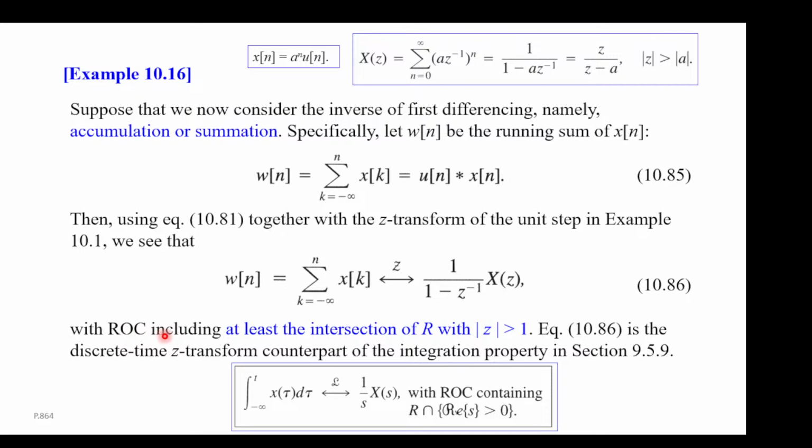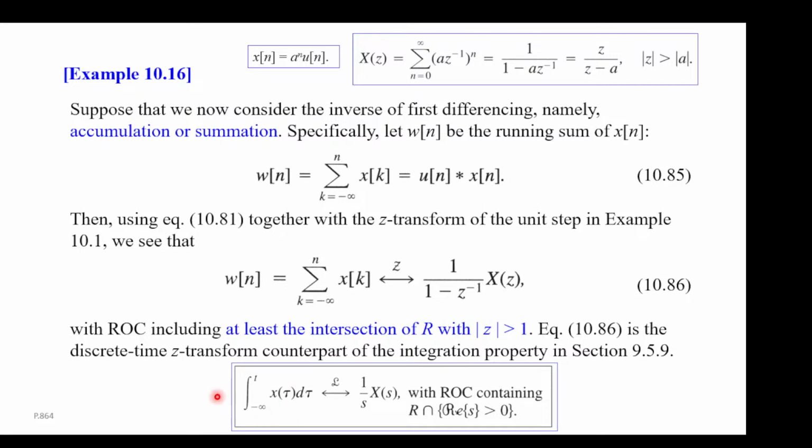And yeah, so the ROC should include the intersection of the ROC of x with the ROC of this unit step function, which is z greater than 1. So the ROC includes the intersection of your ROC of x and z greater than 1. Okay. And we see that this is a counterpart of the integration property that we had in the Laplace transform.